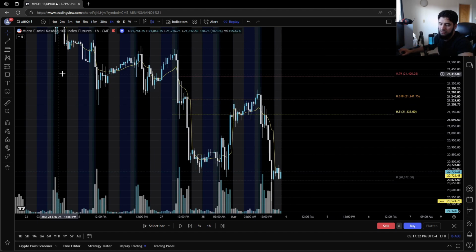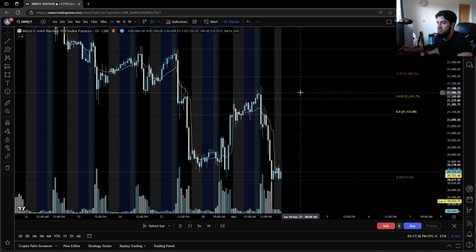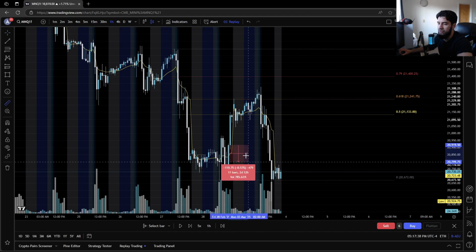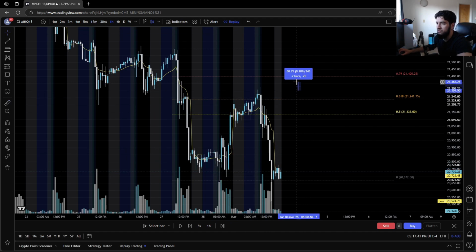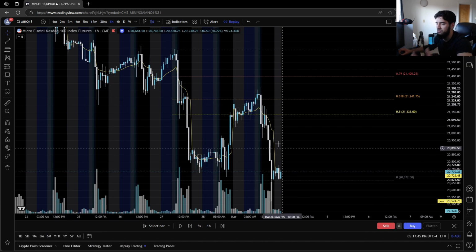Because again, the concept behind it is that a seller wants to get the best position possible, right? He doesn't want to short anywhere over here. He wants to short above the equilibrium level when it's very, very high in premium for him to capitalize on the risk to reward, right?